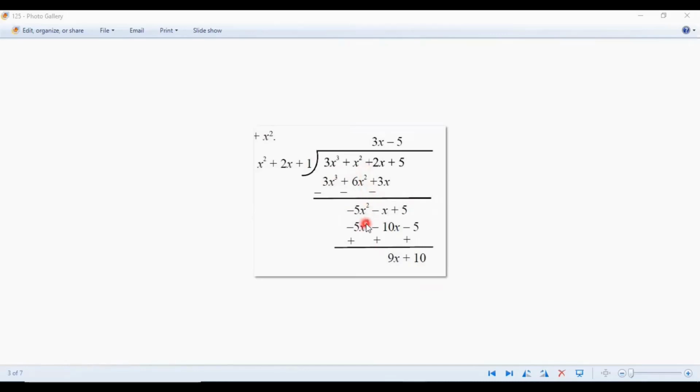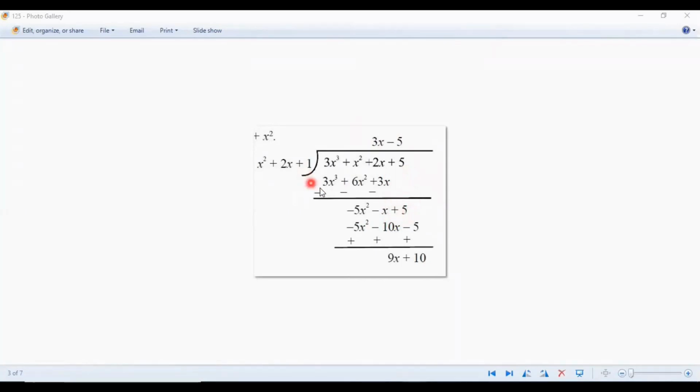What will be? Minus 5x square, right? Yes, minus 5x square. Then 2x minus 3x will be minus x. Yes, and the next term plus 5 you write down.